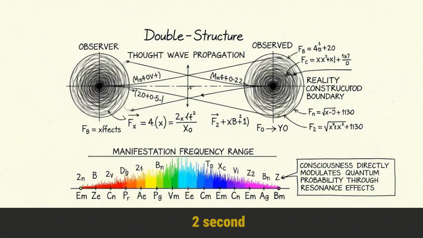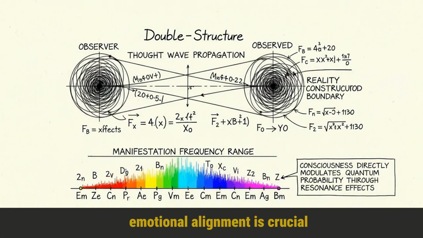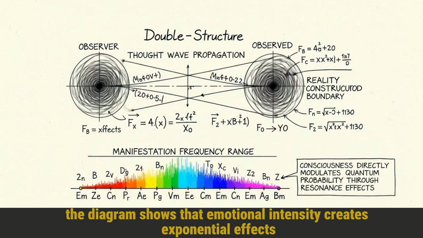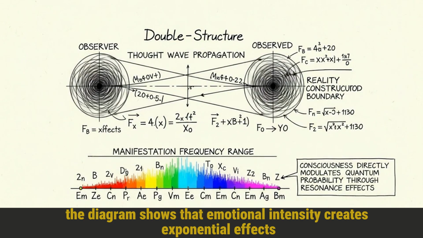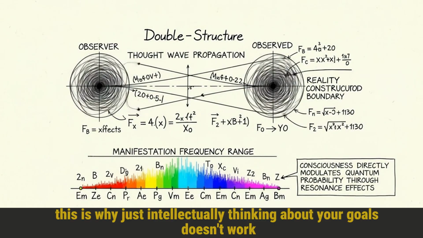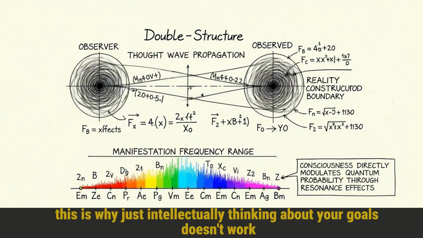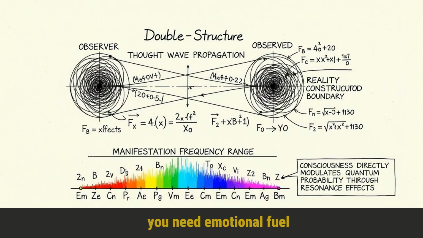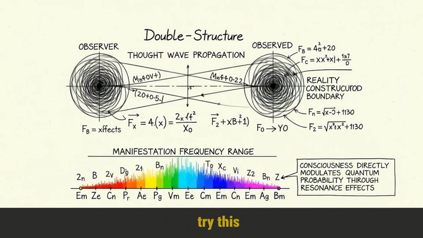2. Second, emotional alignment is crucial. The diagram shows that emotional intensity creates exponential effects. This is why just intellectually thinking about your goals doesn't work. You need emotional fuel. Try this.